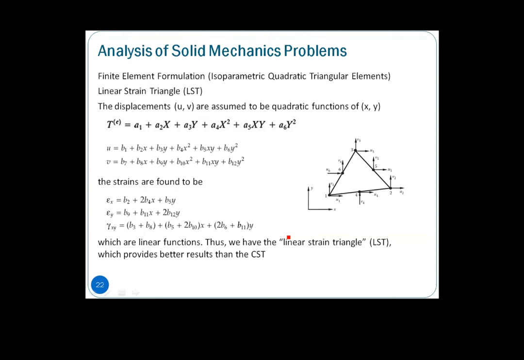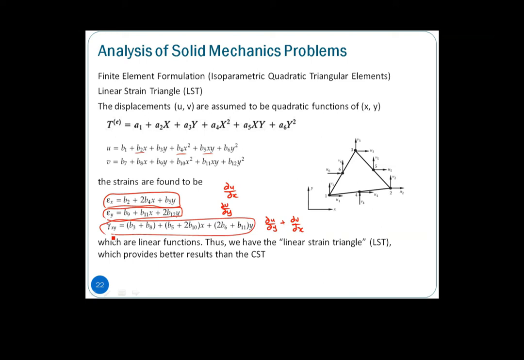basically is del U. Remember that our strain itself is del U, del X, del V, del Y, and del U, del Y plus del V, del X, right? So if you find del U, del X, then you have B2, 2B4X, B5Y, right? So you will see that it is a linear function. Similarly with this, okay, it's a function of x and y.